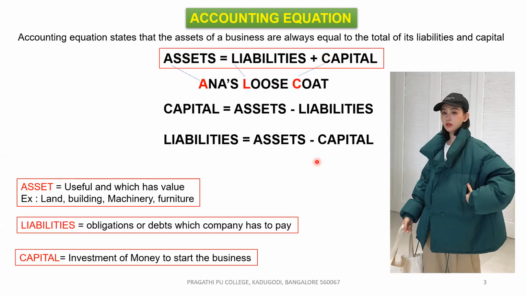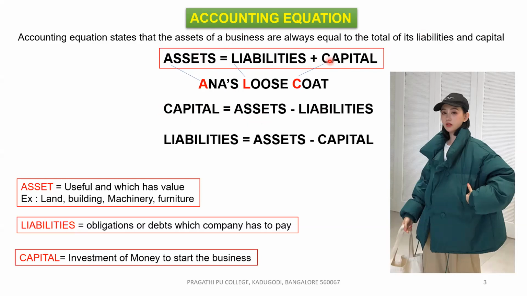So the accounting equation means Anna's loose coat. We pick up the first letters from all the words and make it A assets, L liabilities, C capital. So we know this formula, Anna's loose coat: A is equal to L plus C. Similarly, we can make other formulas out of it. What does the capital become? Capital is equal to assets minus liabilities. In the same formula, I can make it, right?